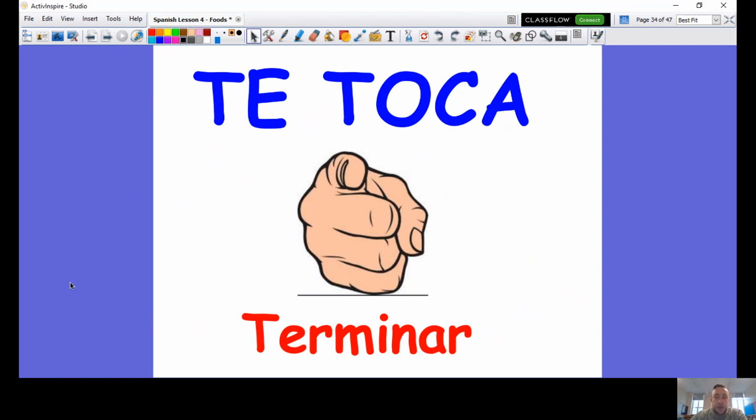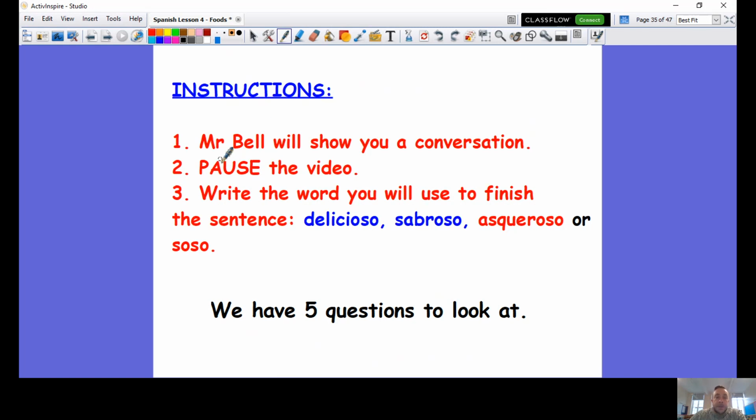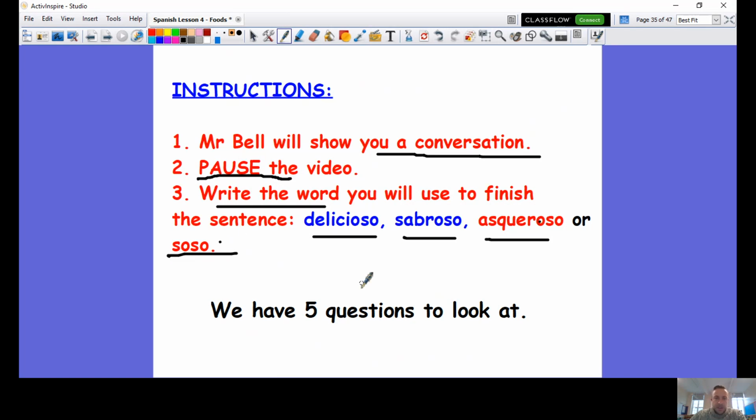Now, here's our big final task. Te toca. It's your turn. This task is about terminar. You have to finish the phrase. Here are our instructions. Mr. Bell will show you a conversation between the girl and the boy. You will have to pause the video because you need to write on a piece of paper the word you think finishes the sentence. And the words you need are either delicioso, sabroso, delicious and tasty, or asqueroso, soso, disgusting and tasteless.